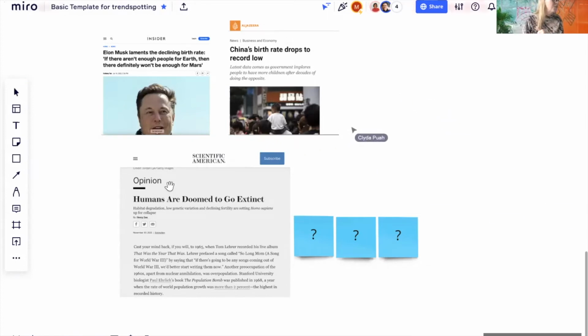How much of trend spotting is a team sport? 100% of trend spotting is a team sport. And why? Because you need multiple brains. It's that same principle that it's not something you do by yourself.